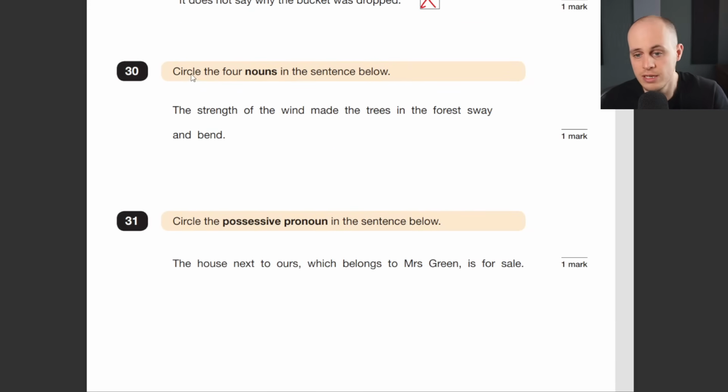Number 30. Circle the 4 nouns in the sentence below. The strength of the wind made the trees in the forest sway and bend. Now, nouns are things, remember, so people often find wind, trees, and forest really easily, and then they struggle. You can have abstract nouns as well. There is an abstract noun in this one, which is strength. Strength is a noun. It is a thing. It's just not something you can hold, okay? But it is a noun. It is an abstract noun. So there's the 4th one.